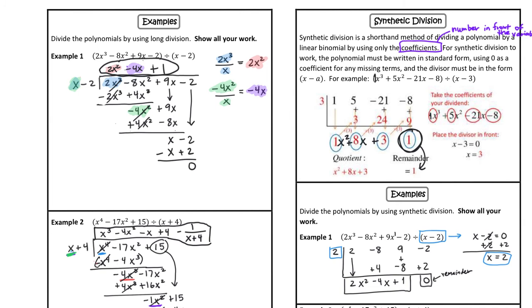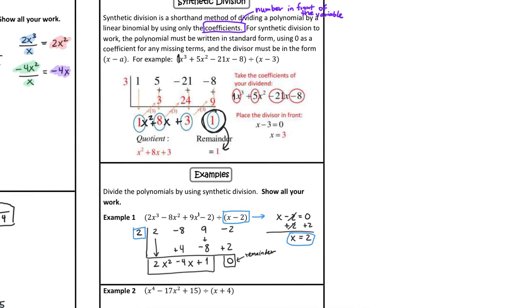Match my answer. So I got 2x squared minus 4x plus 1. I got 2x squared minus 4x plus 1. Yeah, I got the same answer. So now let's try it one more time.